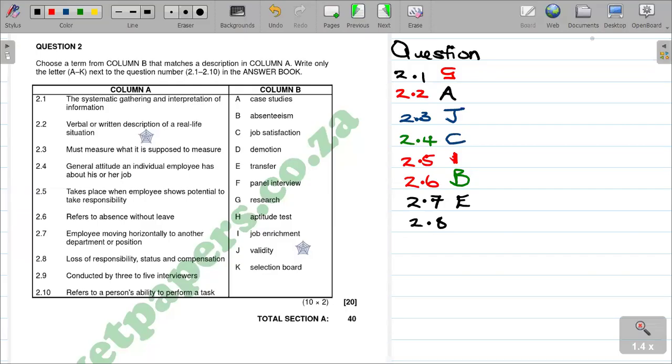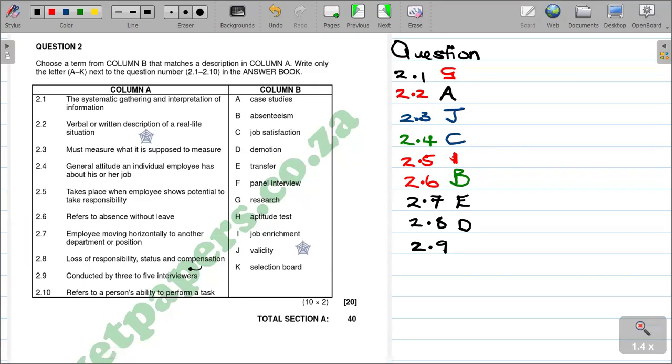Loss of responsibility, status, and compensation. What do we call it? We call it a demotion. When someone is demoted, he will lose his responsibility, his status, and compensation, right? Let's go to 2.9.